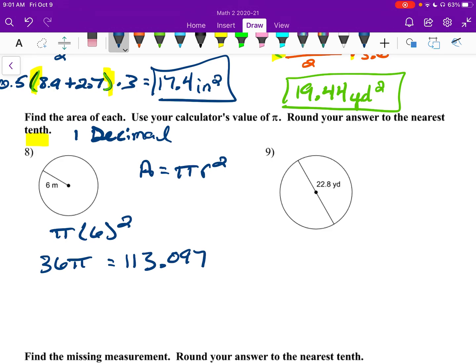And whenever I round to the nearest tenth, I'm going to have 113.1 because I rounded to 1 decimal point. My units are meters and area is squared.